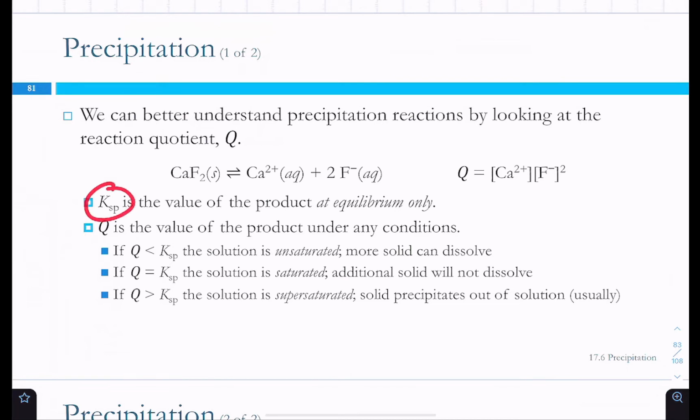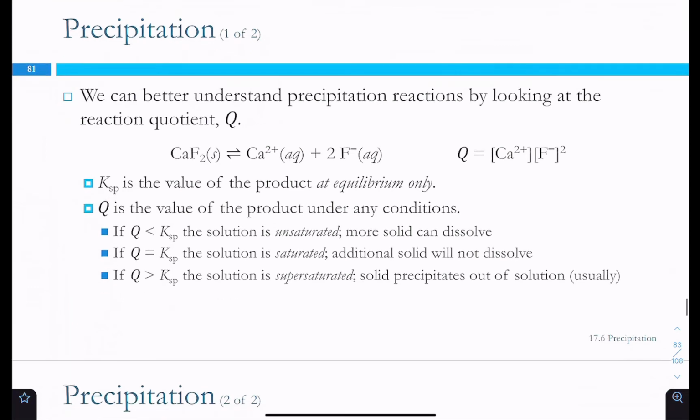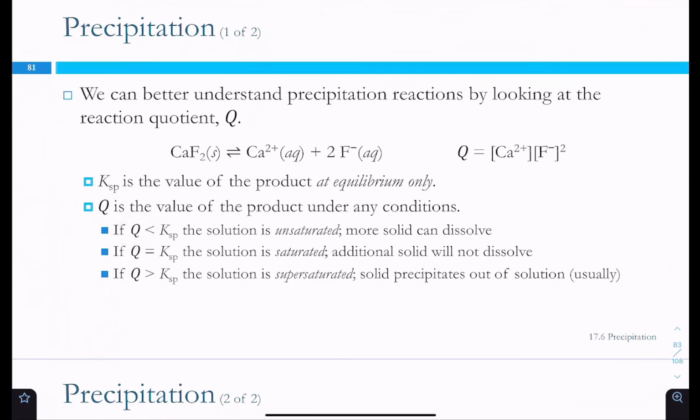So KSP is the value of the product at equilibrium only. And then there's all these things that I already said about Q. Specifically for solutions, though, if Q is smaller than K, then it's undersaturated, so more can dissolve. If Q is equal to K, then it's saturated, and you won't dissolve any more. And the really fun one is if you can get Q larger than K, then you're supersaturated.